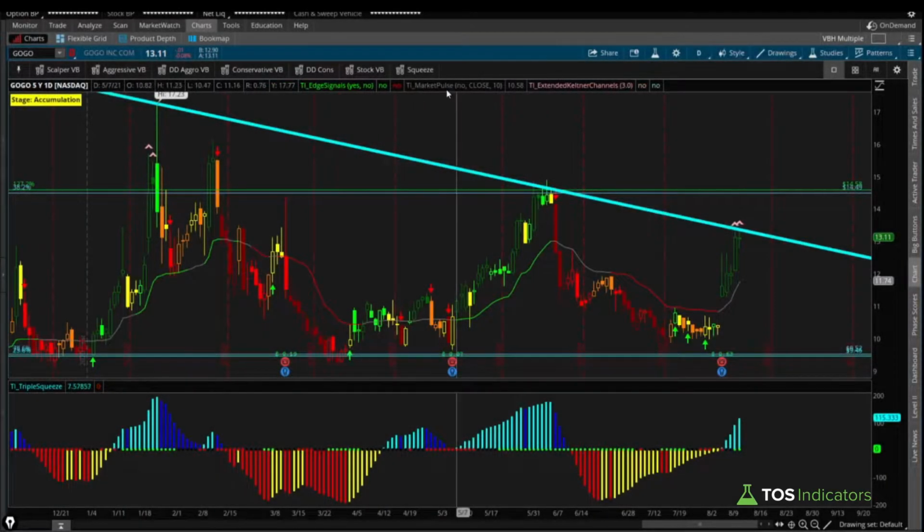Good afternoon, everyone. In today's video, I'd like to share a bearish trade setup inside of GOGO, and I'll try and keep this video fairly quick.